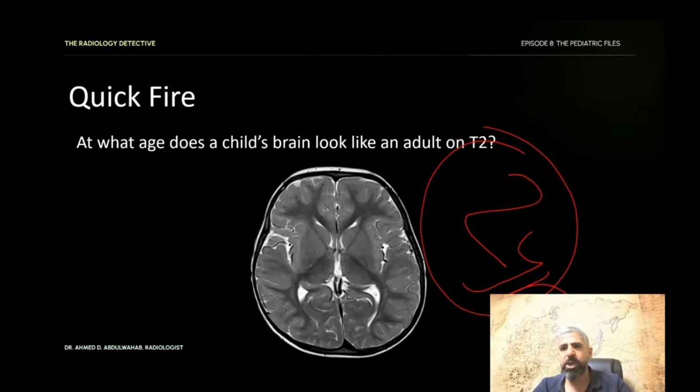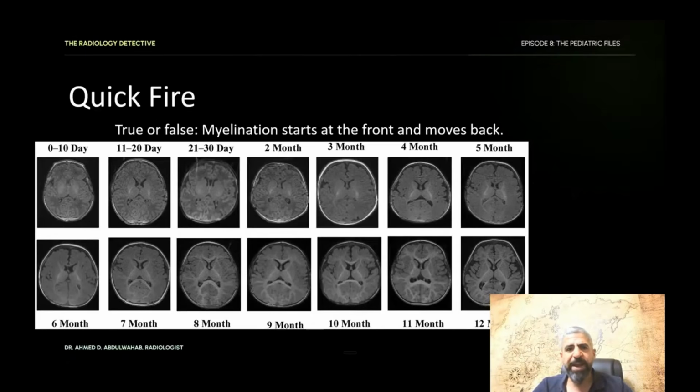Now, next question. True or false? Myelination starts at the front and moves back. Of course, the answer is false. It starts at the back and moves to the front, and it starts at the center and moves to the periphery. Okay? Back to front and center to periphery.